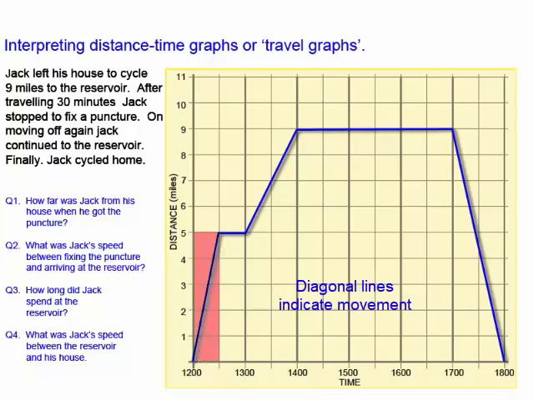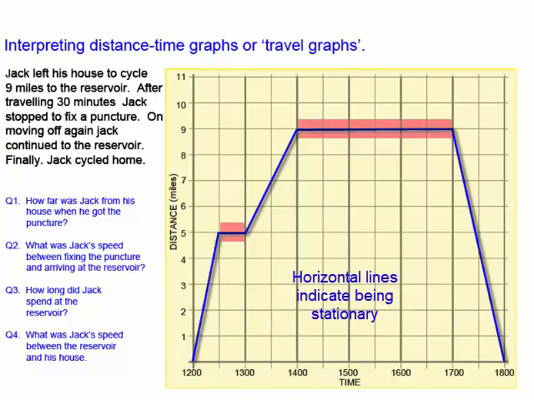In a distance time graph, a diagonal line indicates movement, and this line indicates that Jack travelled 5 miles in 30 minutes, whereas a horizontal line indicates being stationary.